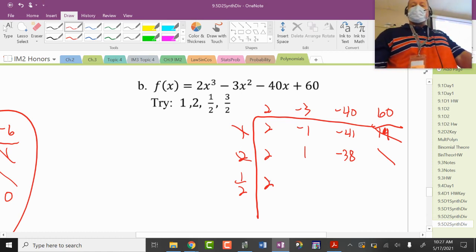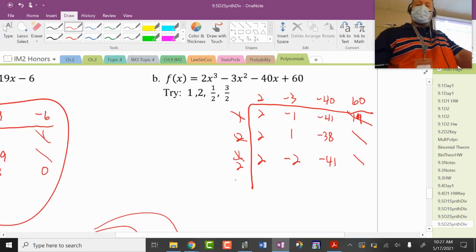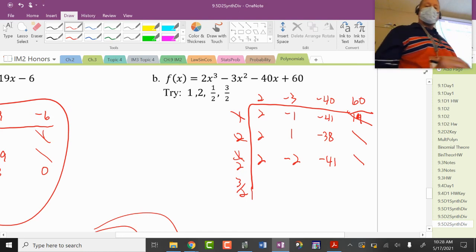Half of 2 is 1. 1 plus negative 3 is negative 2. Half of negative 2 is negative 1. Plus negative 40 is negative 41. Don't bust your brain here. Just ask yourself, is half of negative 41 negative 60 plus 60? No, that is not a 0. So I'm taking the place of that long synthetic division way, doing the adding in my head.